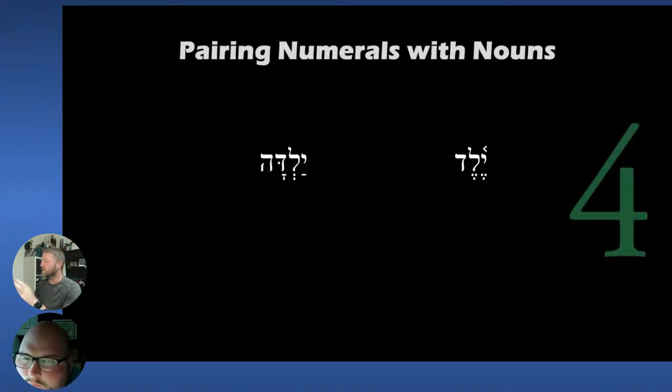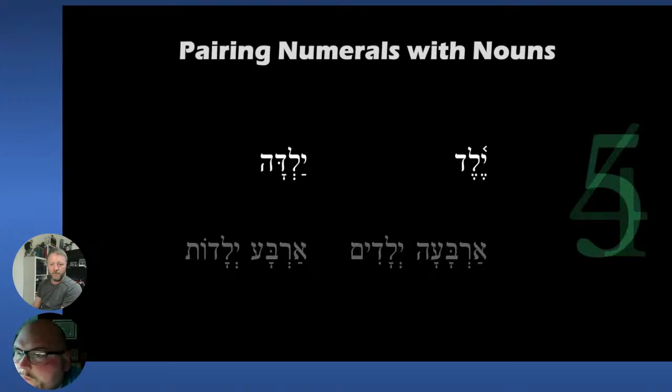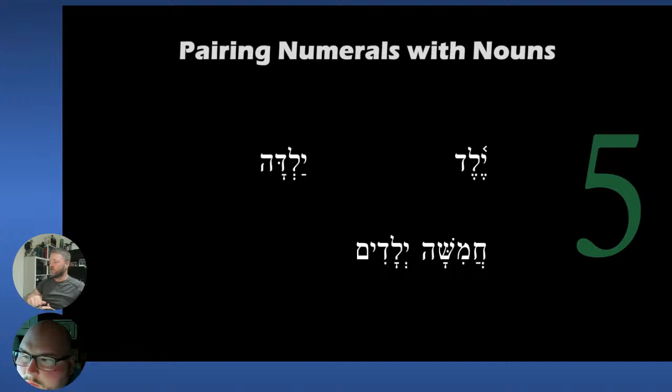This long and short form is going to come into play when we get into the teens to really drill in this idea that they were trying to balance out the length of the words. So I'll show you that in just a second. Yeled, 4 is arba, arba'a. Arba'a yeladim, arba yeladot. What is 5? Chamisha, with a closed syllable, double shin. Chamisha yelid, and then Chamesh yelda. Chamisha yeladim, vechamesh yeladot.